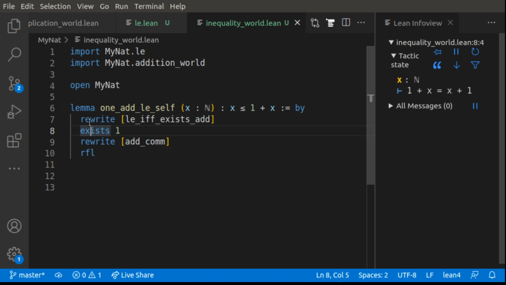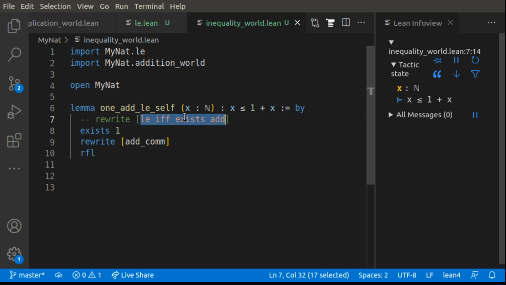Let's see if we can do this. Can we comment this line out? We can. So we can go from here to here because it's just defined there. Iff reflexively, it's just defined to be the same thing. So we actually don't even need to use this less than or equal if and only if exists add theorem.